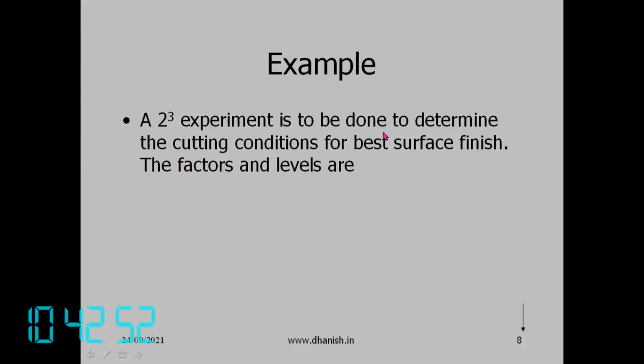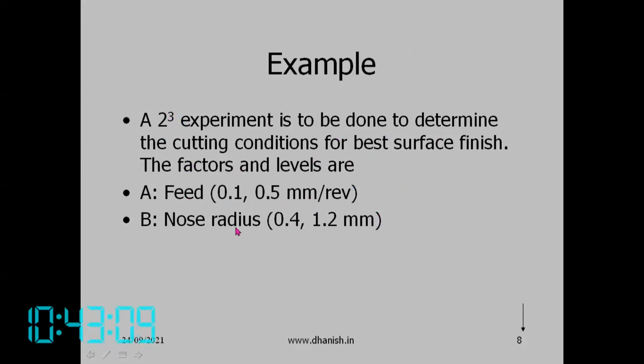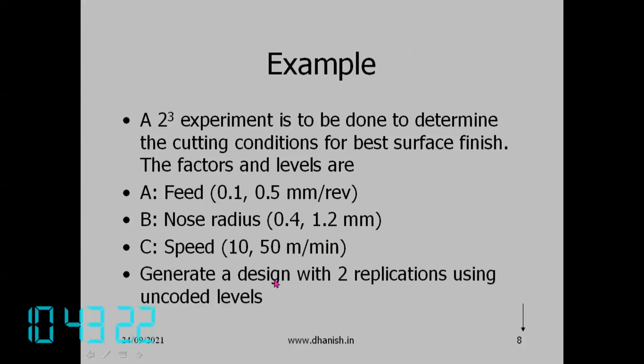Suppose a 2 raised to 3 experiment is to be done to determine the cutting conditions for best surface finish. The factors and levels are: A, feed, low level is 0.15, high level is 0.5 millimeter per revolution. B is nose radius, low level is 0.4, high level is 1.2. C is speed, low level is 10 meter per minute, high level is 50 meter per minute. Generate a design with 2 replications using uncoded levels.